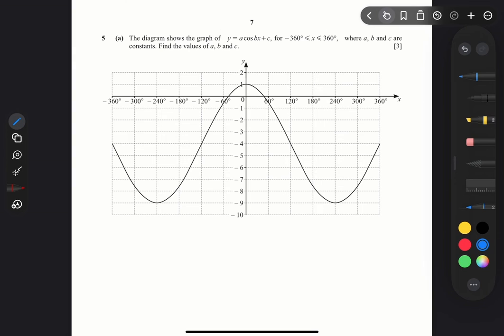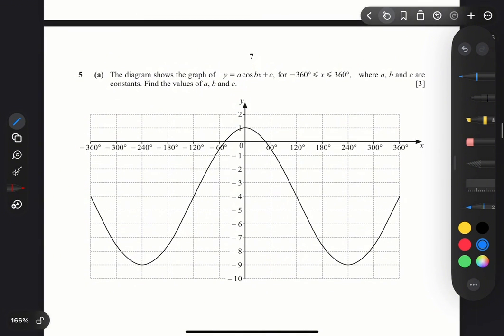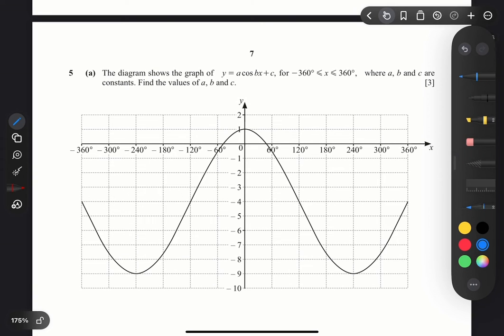The diagram shows the graph of y equals a cos bx plus c for minus 360 degrees less than or equal to x less than or equal to 360, where a, b, and c are constants. Find the value of a, b, and c. So a is the amplitude, b is the period, and c is when you move up or down.